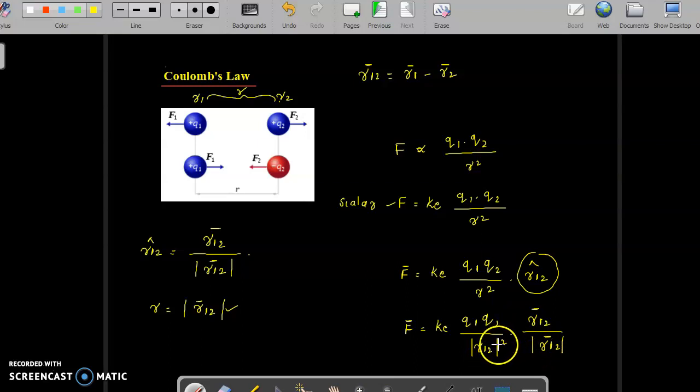Now look at the denominator side. Here we have modulus of R12 square and R12. So together we can write it as R12 cube. This is the scalar form of the law and this is the vector form of the law.